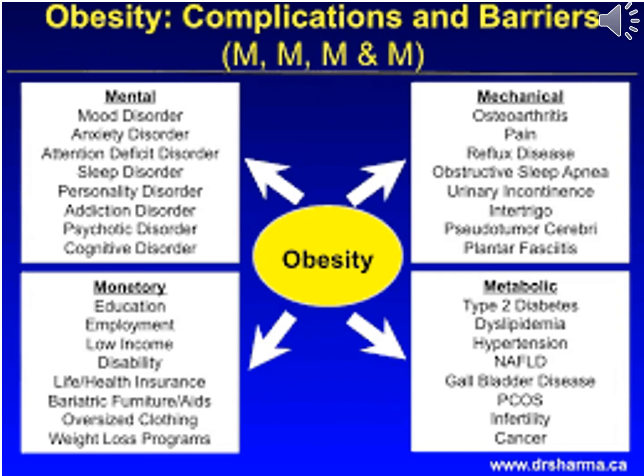But there's also a lot more going on under the surface in obesity. Obesity can cause metabolic complications such as diabetes, high blood lipids or blood fats, hypertension, infertility, and cancer. And they're also related to mental complications such as mood disorder, anxiety disorder, ADD, sleep problems, and other personality issues.